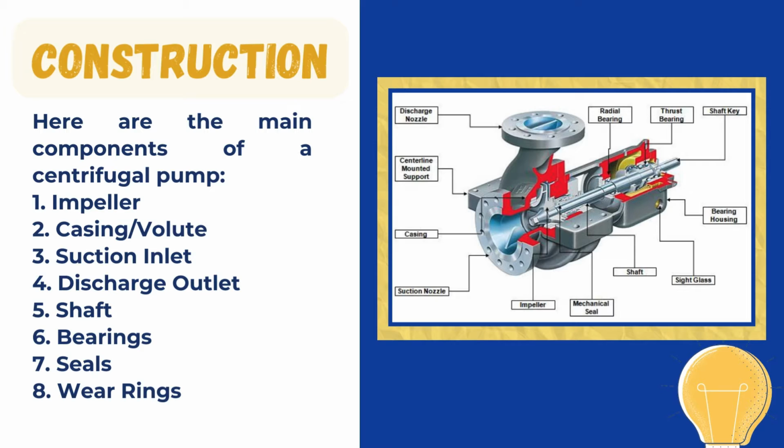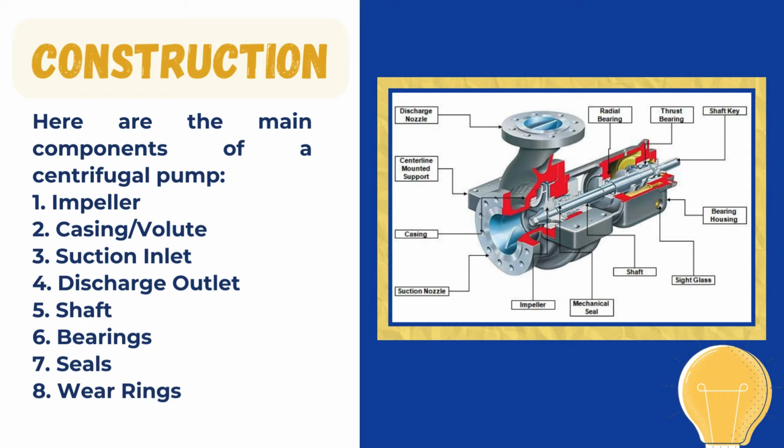Okay? Then the next component is the suction inlet. Guys, a suction inlet is simply an opening through which the fluid enters the pump, and it is usually located at the center of the impeller. The suction inlet may include components such as a strainer or filter to prevent debris from entering the pump and causing damage. Okay? Guys, now the next component is the discharge outlet. Guys, the discharge outlet is a point where the fluid exits the pump after being pressurized by the impeller, and it is typically located at the periphery of the casing.